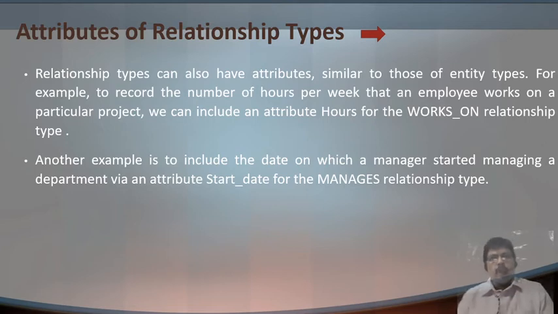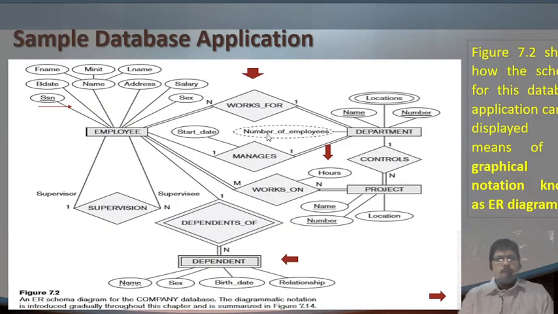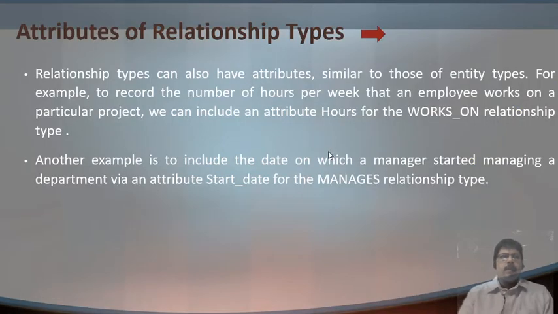In another example, we can include a date on which the manager started managing the department. So here, yeah, you can see start date, the manager who manages the department, that's a manager start date we can use. So this is also an attribute of a relationship type. Like that we can specify the attributes of relationship types.